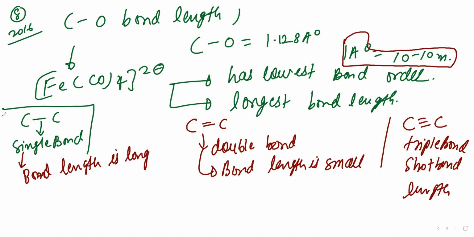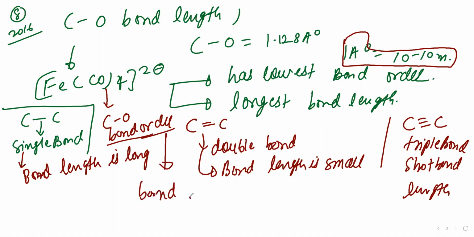So Fe(CO)4 2 minus has the lowest CO bond order. So here the CO bond order is the lowest, right? So hence the bond length will be more. So they are inversely proportional. It is based mostly on the theory part, so write the theory part of this question.